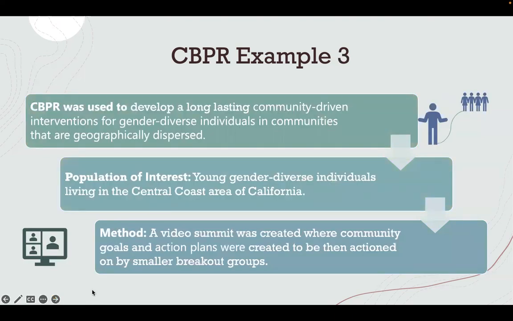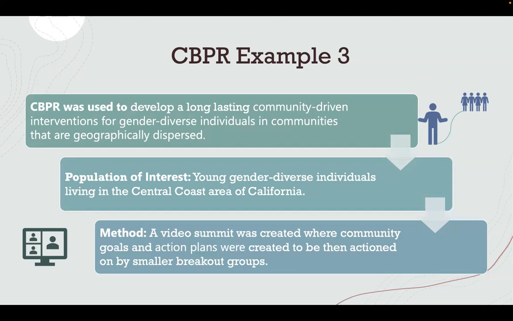And finally, the last journal article was written by Oakes et al., titled Community-Based Participatory Research with Invisible Geographically Dispersed Communities, Partnering with Lesbian, Gay, Bisexual, Transgender, and Queer Communities on the Central California Coast, from the Journal of Social Action in Counseling and Psychology. In this study, CBPR was used to develop a long-lasting community-driven intervention for gender-diverse individuals that reside in communities that are geographically dispersed. In these dispersed regions, these communities are often considered to be invisible.